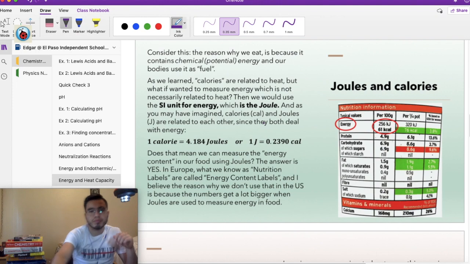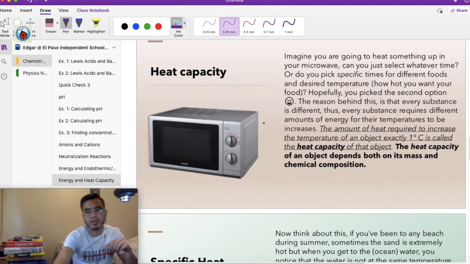And then 1 calorie equals 4.184 joules. Don't forget that. 1 calorie equals 4.184 joules. That's important. Write it down.